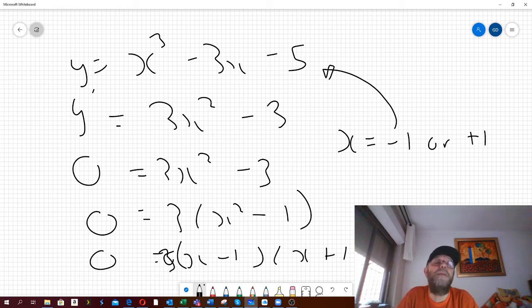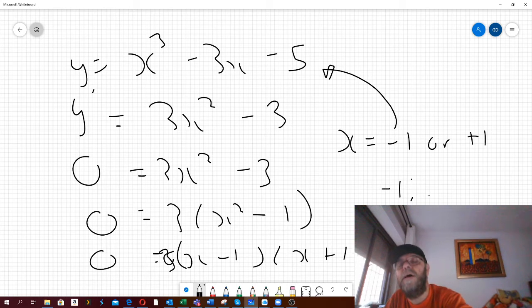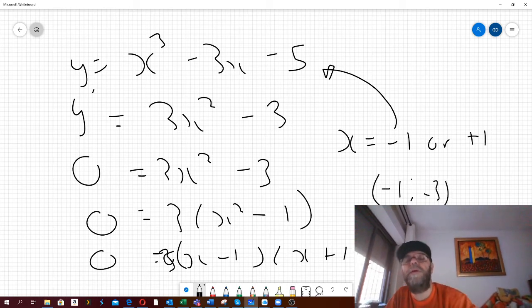I would put in the -1, get -1 cubed, which is still -1, times -3 times -1, which is +3. So that's -1 plus 3, which is +2, and 2 minus 5 is -3. So at the point -1, -3, there would be a stationary point. That would be the coordinate.